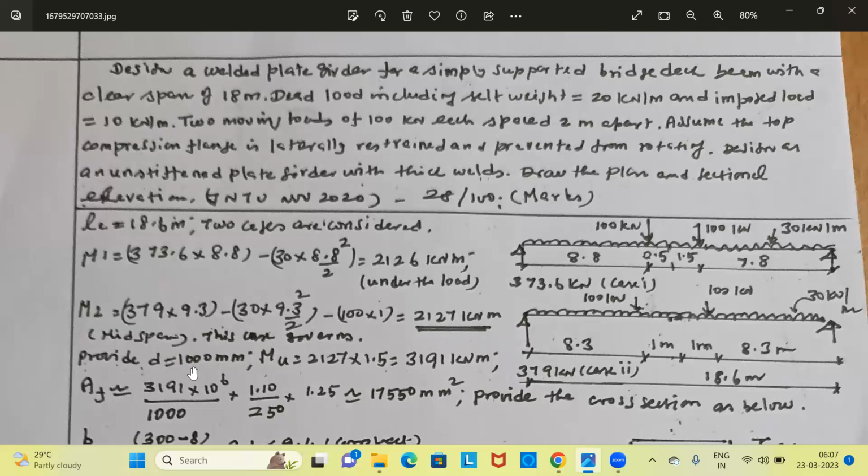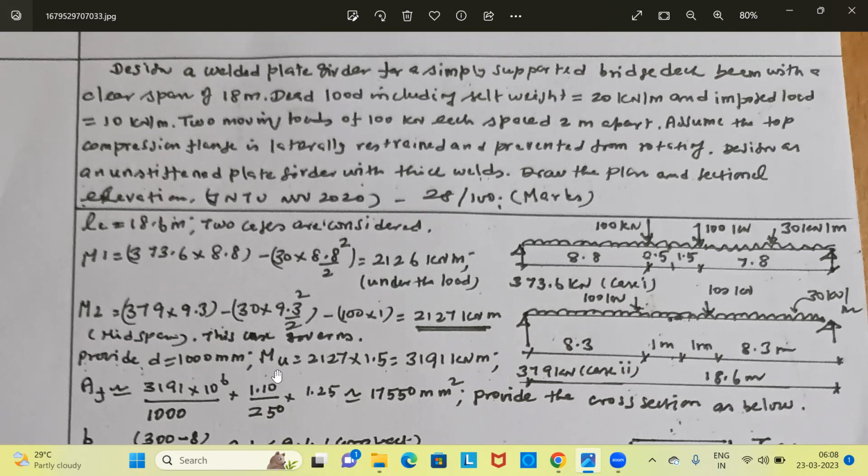For long span bridges, you can assume the depth as 1 meter to 1.5 meter, anywhere about 1 meter. I am deliberately assuming this as 1000 mm so that if the depth becomes more, the section becomes slender, it will call for stiffeners. So I am deliberately assuming the depth on the lower side, 1000 mm. For long span bridge girders, the depth will be in the range of 1 meter to 1.4 meter or 1.5 meter. Here I am assuming this depth of the web as 1000 mm.